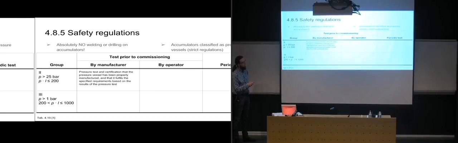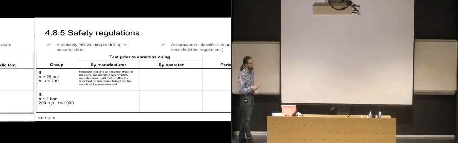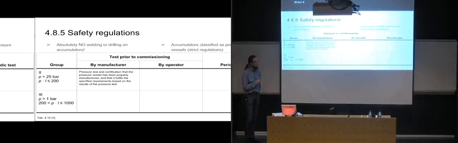So there are a lot of tests to be done before the accumulator is ready for use. So the manufacturer for a group 2 pressure vessel has to do pressure tests, and they have to certify that it has been properly manufactured and that it fulfills all of the specified requirements in the standard that they are going for, whether it is this German one, which is Drückbe, or if it's ISO, or the ASME, whatever it is. It has to fulfill the specified requirements.